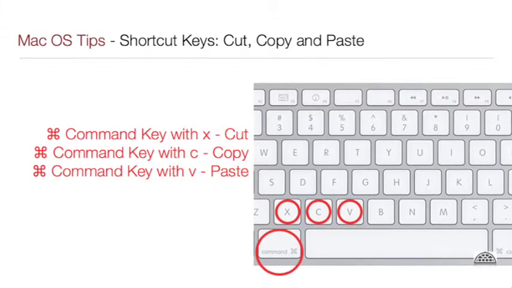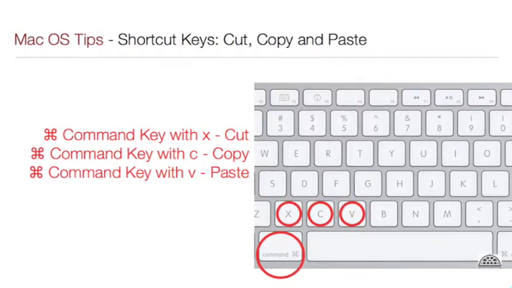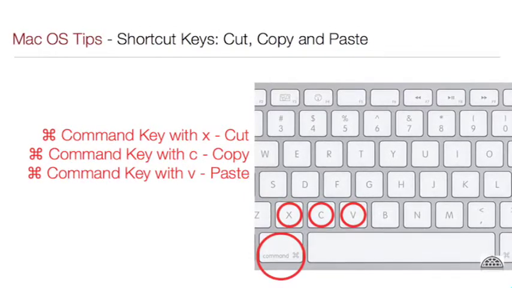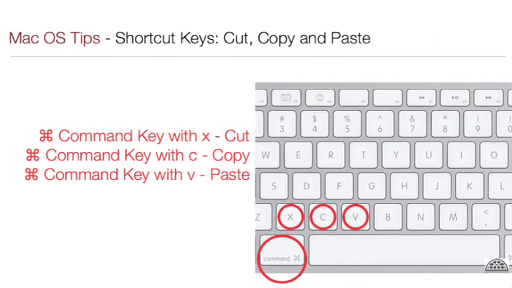The shortcut keys for cut and paste are easy to remember if you know that the shortcut key for copy is Command C, as in copy. So the shortcut keys for cut, copy, and paste are Command X, C, and V respectively, letters that are next to each other on a QWERTY keyboard.